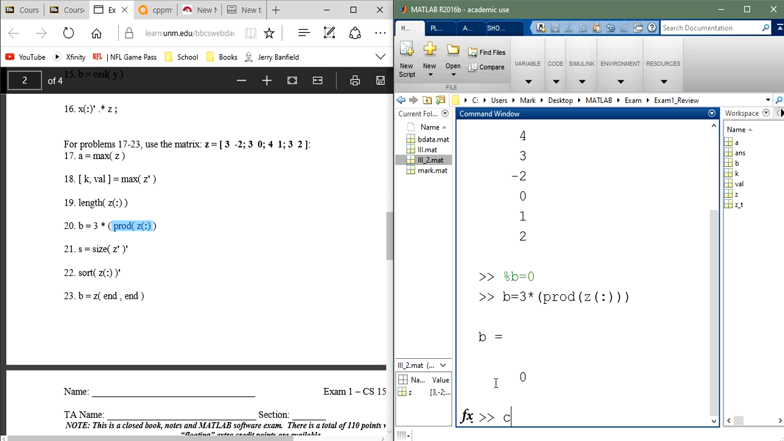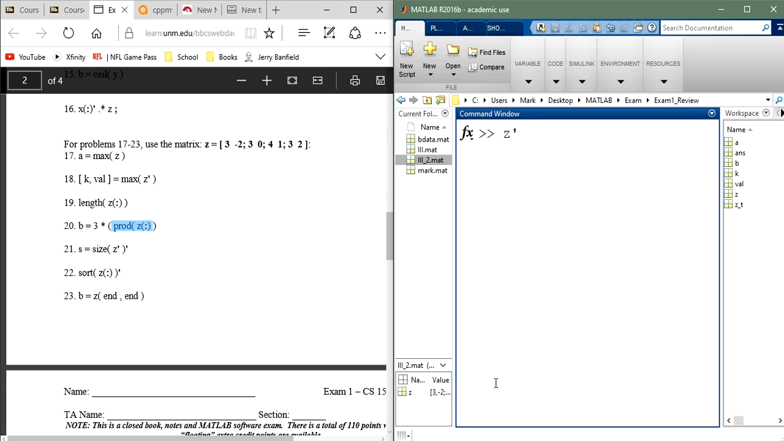Perfect. Let's keep on going to 21. The size of z prime, primed. Okay, we already have z prime in here, and I already have it written down.